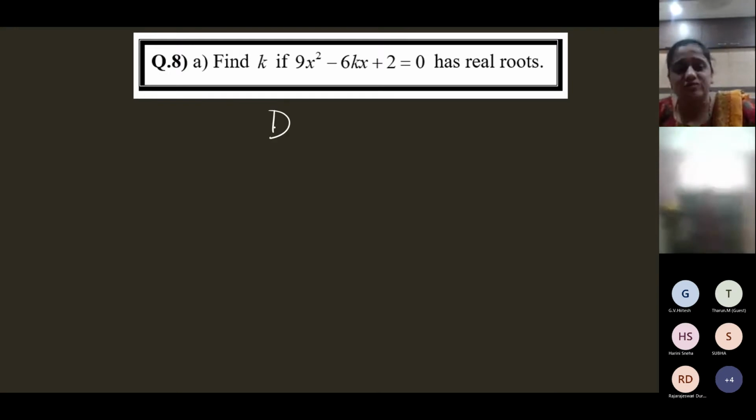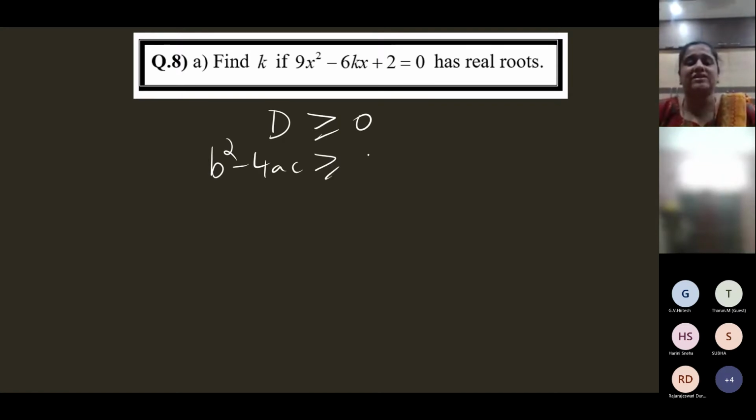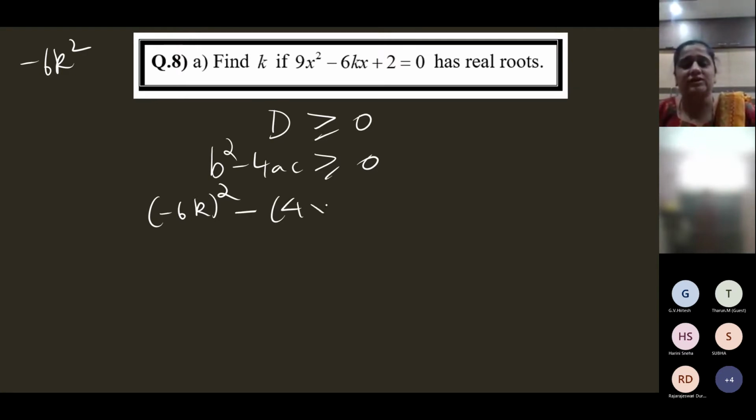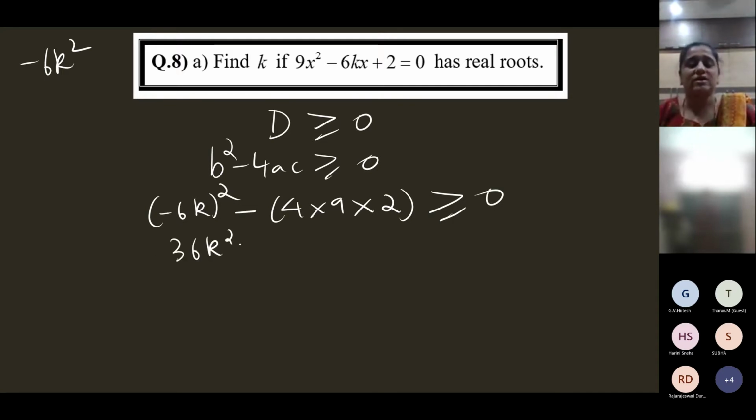So real roots means first write the condition D is greater than or equal to zero. D means B square minus 4AC is greater than or equal to zero. B is minus 6K whole square, not minus 6K square. B square minus 4 into A into C greater than or equal to zero. 36K square minus 72. 36K square transpose.